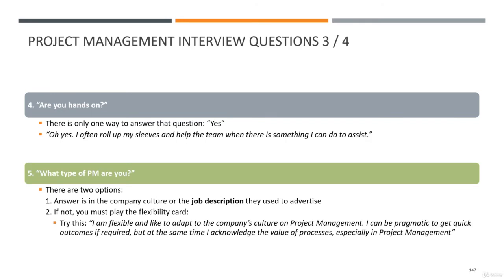If there is absolutely no clue in the company's culture that you have been able to investigate, or the job description, just play the flexibility card. You can say, I am flexible and like to adapt to the company culture and project management. I can be pragmatic to get quick outcomes if required, but at the same time acknowledge the value of processes, especially in project management. So don't take any risks. Don't take the risk of saying you are this type of PM when they're actually looking for another type of PM.